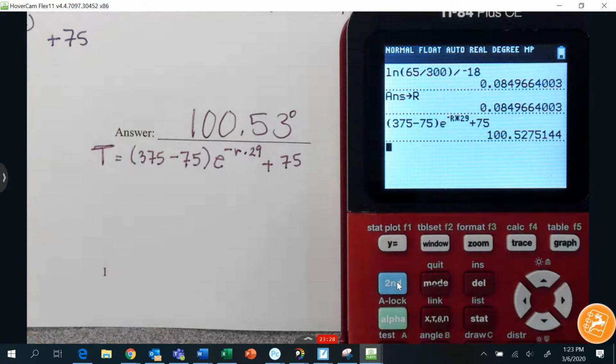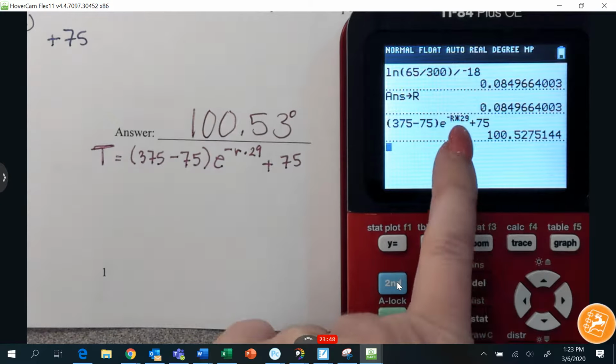I got a whole different answer. Okay, first of all, if you did not have R saved, you will not get the same answer as me. The second thing you need to do is make sure you typed your formula in correctly. Is there a negative sign up there?